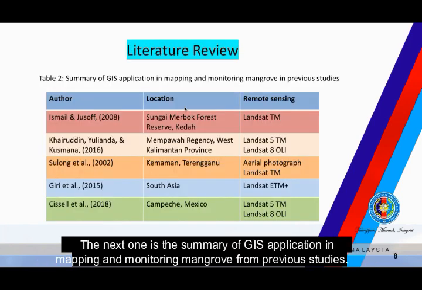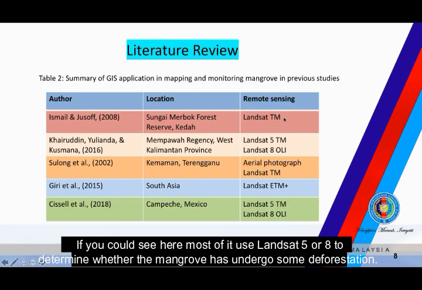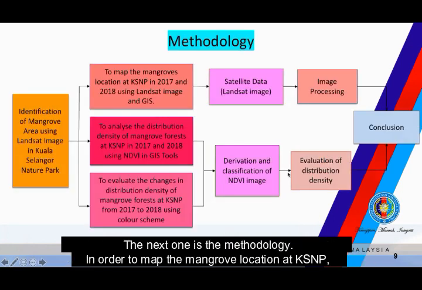The next one is the summary of GIS application in mapping and monitoring mangrove from previous studies. Most researchers use satellite remote sensing to monitor the changes of mangrove habitat. If you could see here, most of them use Landsat 5 or 8 to determine whether the mangrove has undergone some deforestation. The next one is the methodology.